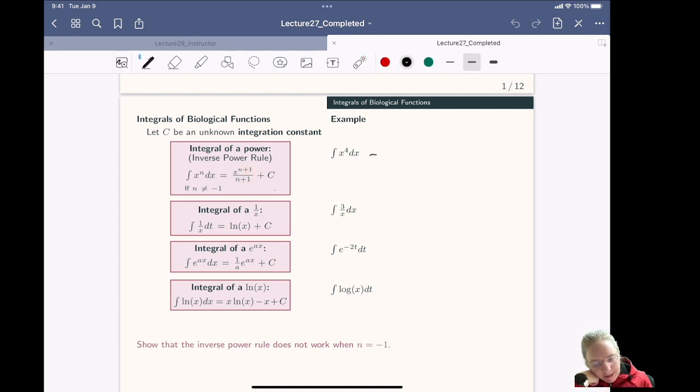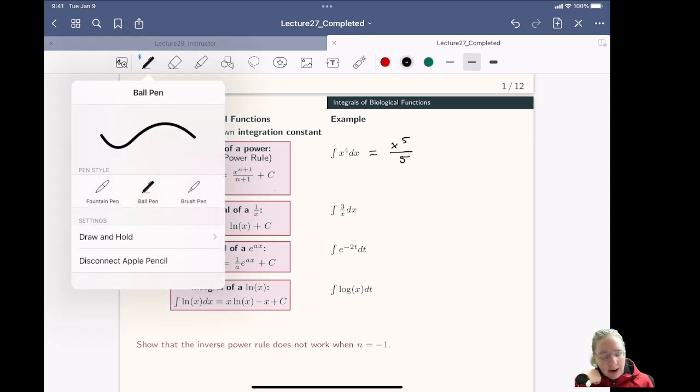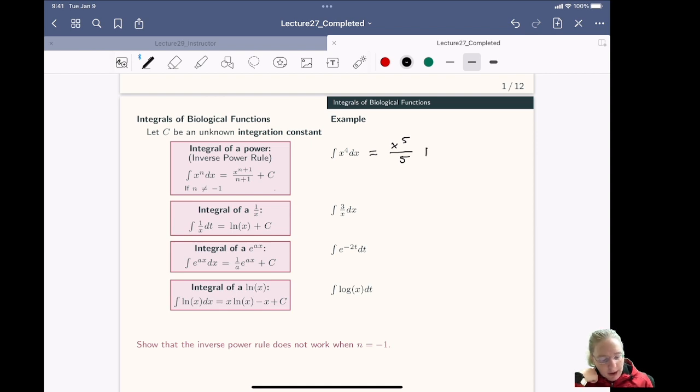So what we have here is x to the 5th over 5. Now, an important part of integrals is this unknown constant c. Every time we take an integral, we have to add an unknown constant c to the end. A lot of times this unknown constant will end up going away, but until it goes away, we have to add it in there. All right, so that's the inverse power rule.